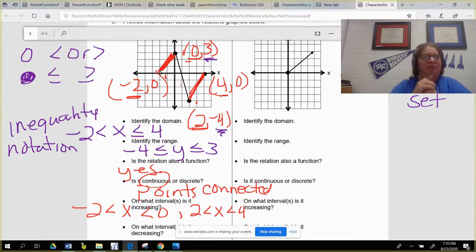When you describe intervals of increase and decrease, you don't put the lines under the symbols because it starts increasing and it stops increasing. It doesn't include that number.